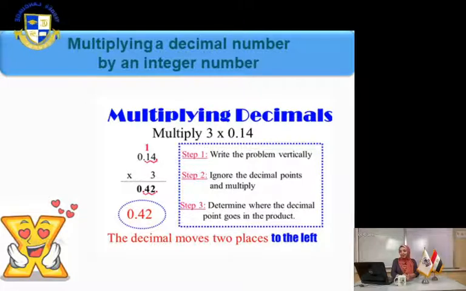Okay, let's see the second digit is 3. 3 has how many decimal places? It has no decimal places, so it will be 0. Let's add the decimal places together. 2 plus 0, it will be 2. Then we have to put the decimal point from the right side to the left side. Count how many digits? 2 digits. Let's count 1, 2, then put the decimal point, and the final answer will be 0.42. Excellent.